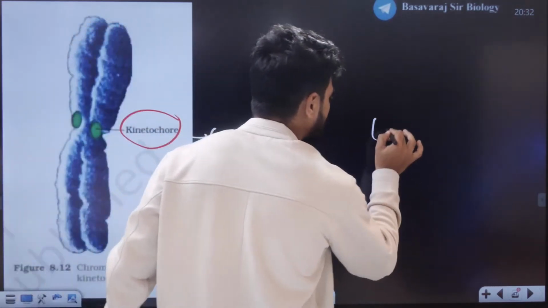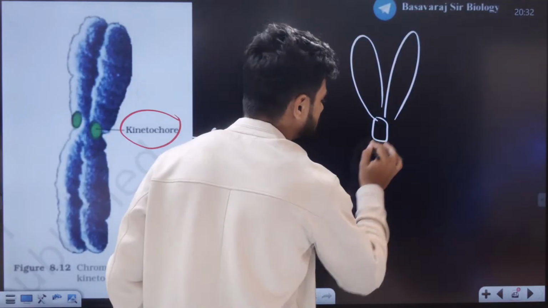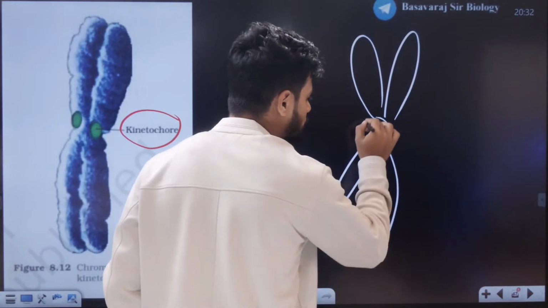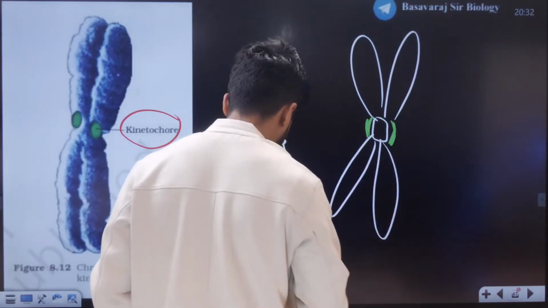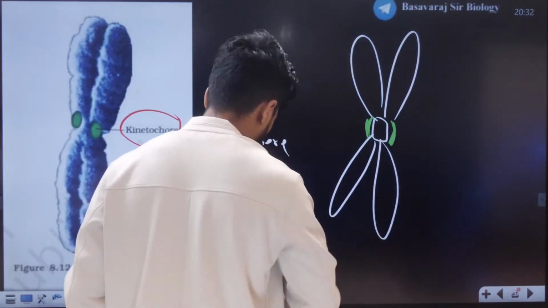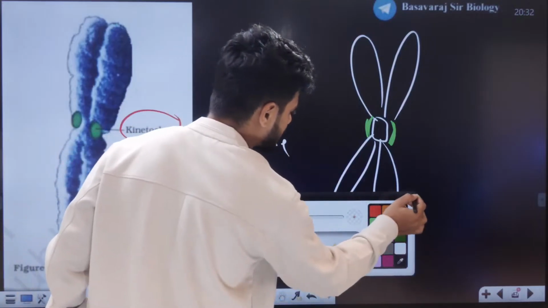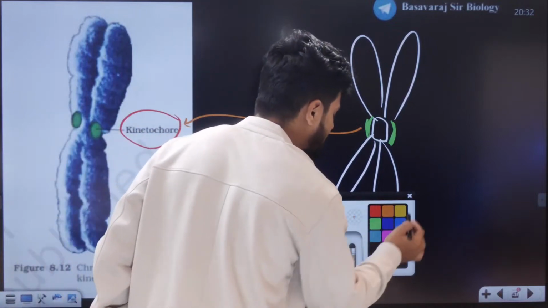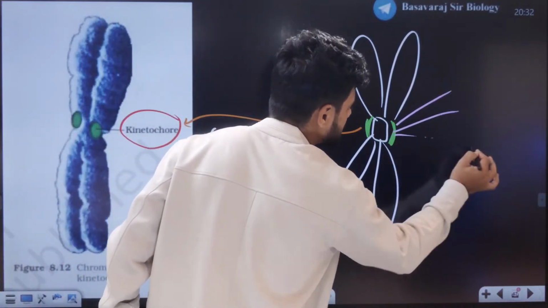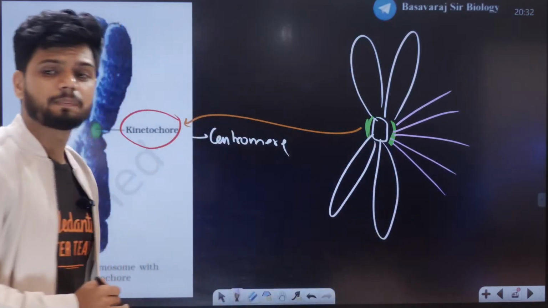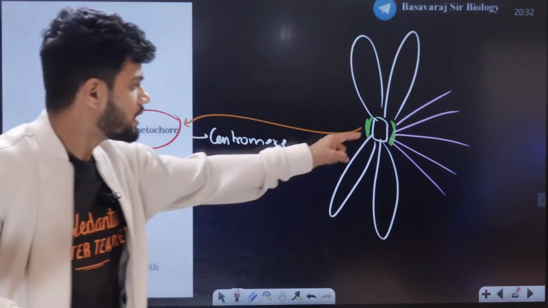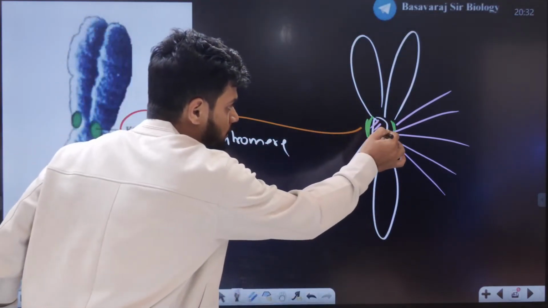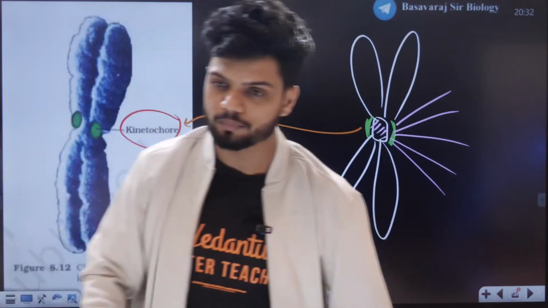For example, this is the primary constriction. This is the P arm and Q arm. Chromatids. Around the centromere, there is a proteinaceous layer. This is called the kinetochore. Now, what is the function here? Kinetochore is the point of attachment of all the spindle fibers. All the spindle fibers attach to the kinetochore, not to the centromere. This is the centromere. Okay, the centromere is the middle one.